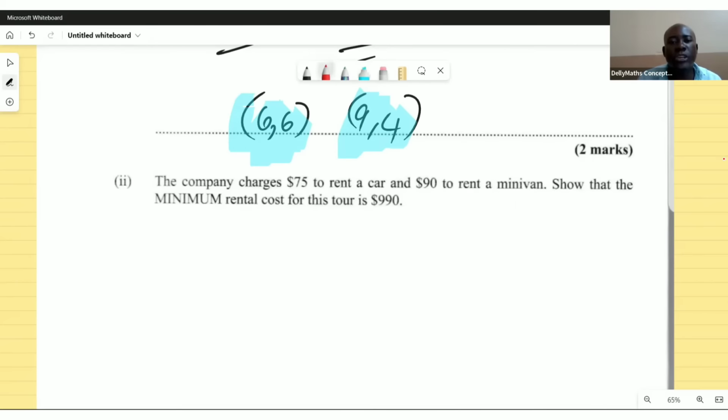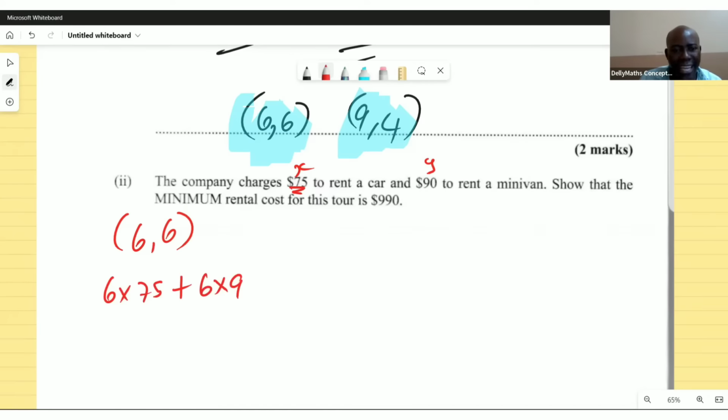So what we're going to do here is take out our 6, 6, and work it. Remember now it's $75 for the car, and the car is X, and this is Y. So we're talking 6 times 75 plus 6 times $90. We want to work out those values to make sure. This is $450, and 90 times 6 is $540. So when we add these, I am getting 990, but I'm still going to have to work out this one as well.